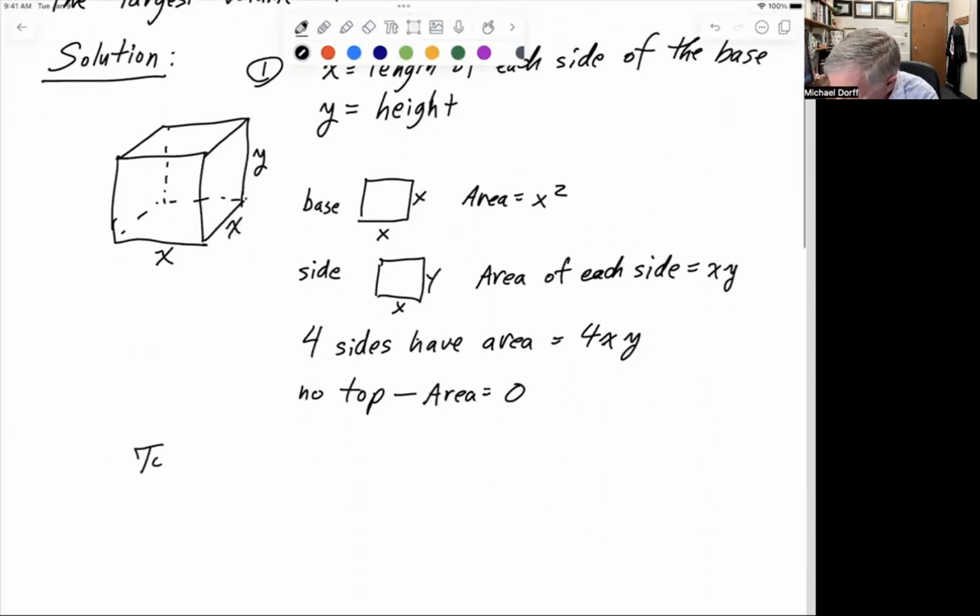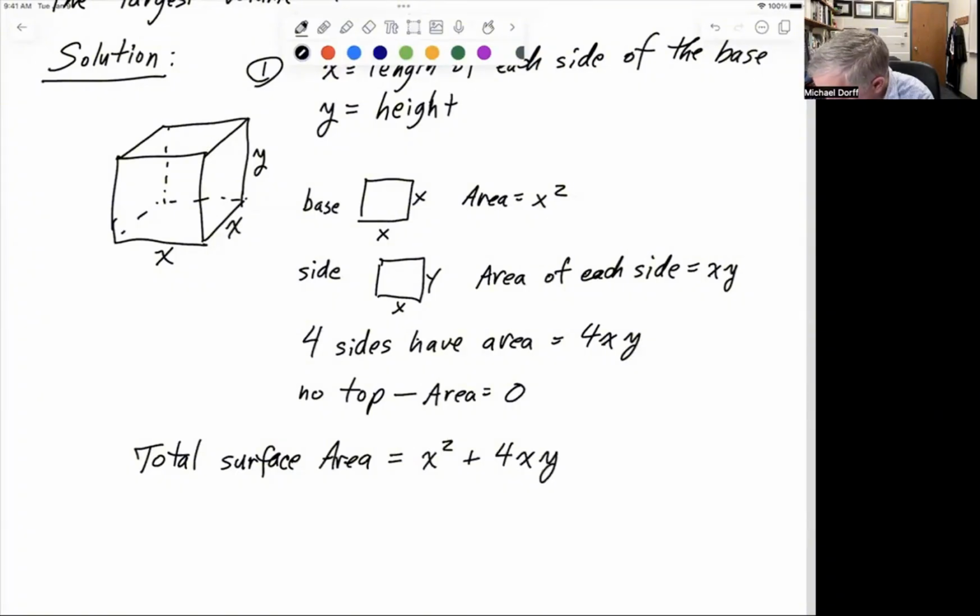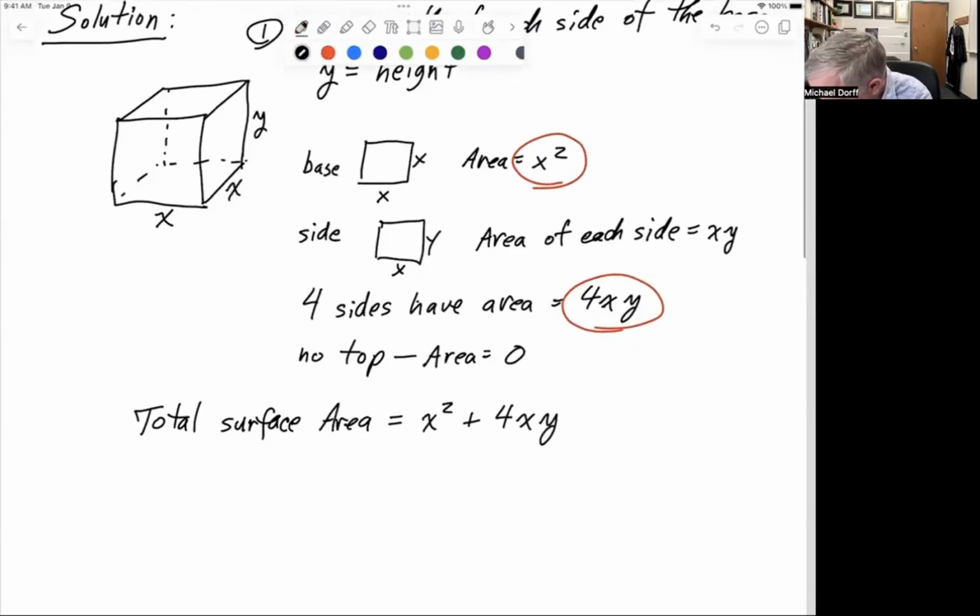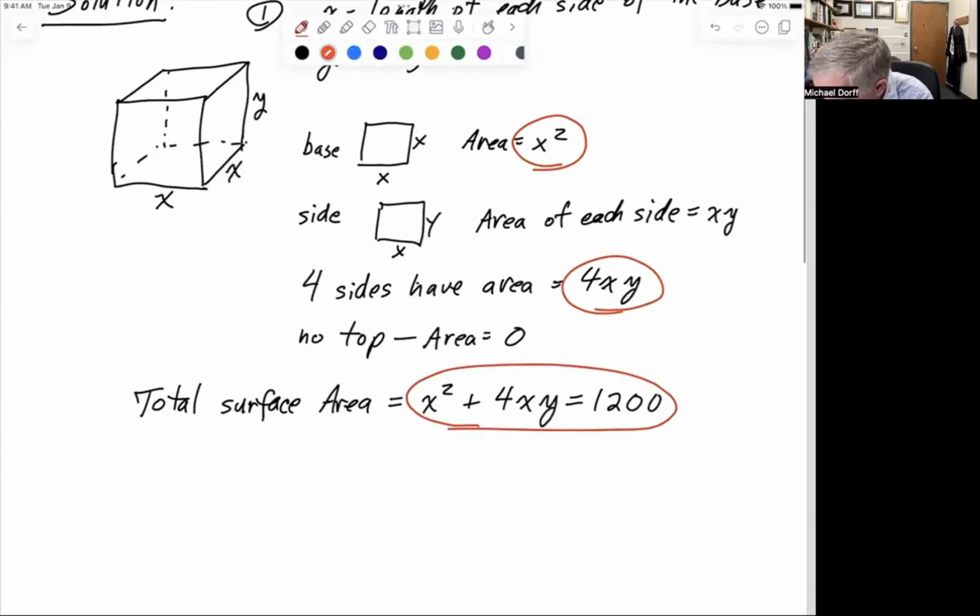So the total surface area of the box is going to be the base plus the sides. Again, we're going to use the 4xy and the x squared. We could add the 0 in there, but that doesn't really affect it because it's 0. And so this is all supposed to equal 1,200. So that's my equation connecting the x's and the y's.